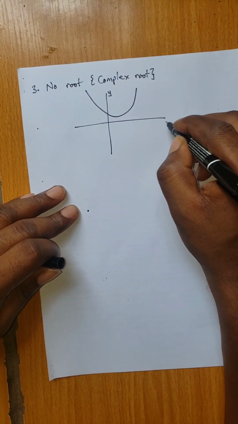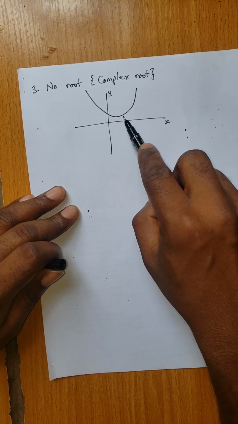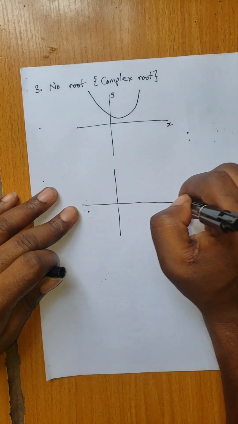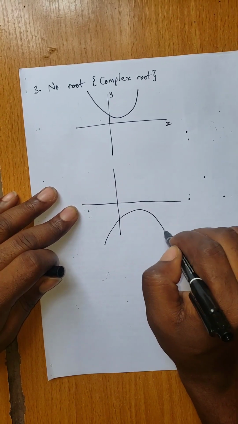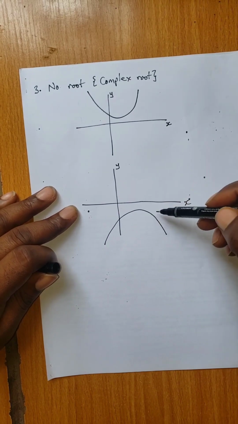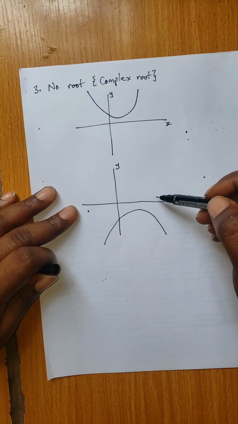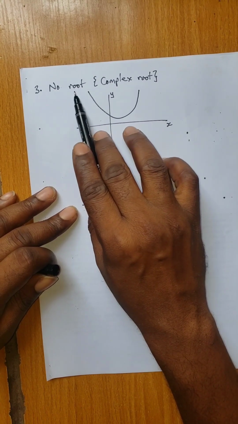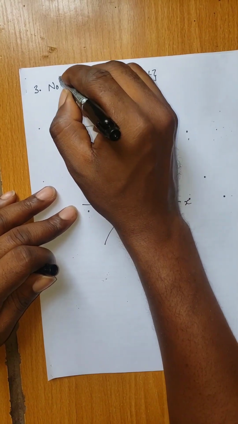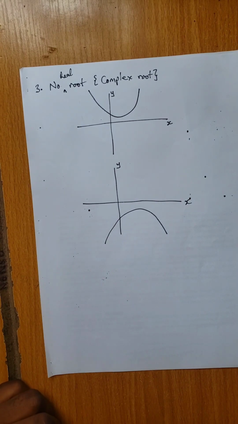So this is your y, this is your x. So whenever you plot a quadratic curve and it's of this nature, or you have it like this, so this is your x-axis, this is your y-axis, or you have it like this, that the curve does not touch the x-axis at any point, then we say it does not have any real root. Okay, so we can even put this as no real root, but it has a complex root.